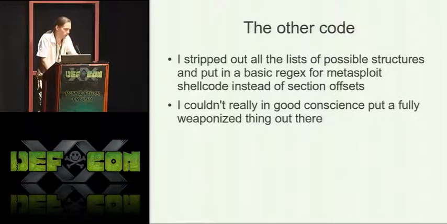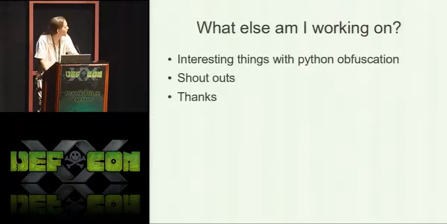The other code that I'm just giving away is an encoder thing that I put together a while ago for obfuscating C binaries. I had a bunch of people want a copy of it, so I'm giving it away. I had to strip out some things. I couldn't really, in good conscience, put a fully weaponized thing out there, so I did strip out some of the lists that it needs to operate, so you just have to populate those lists with assembly structures of your choosing.